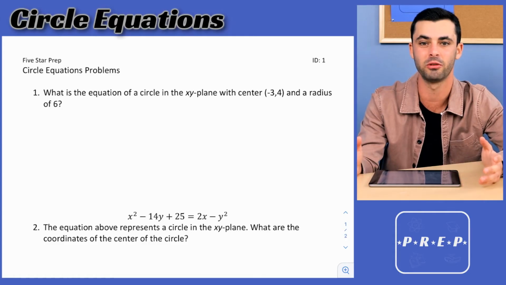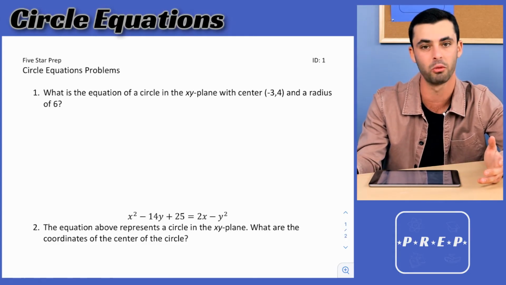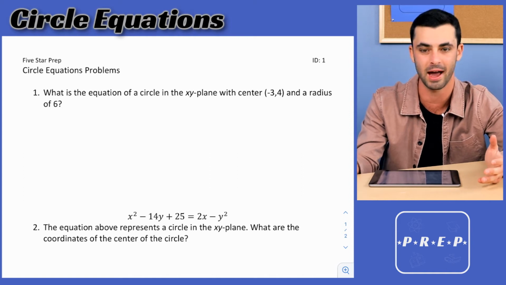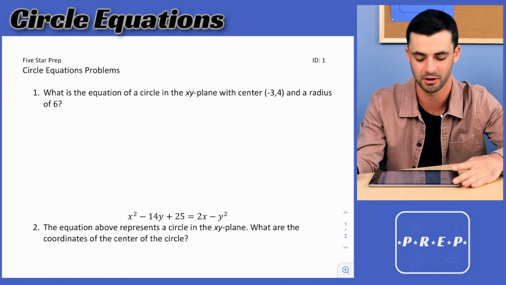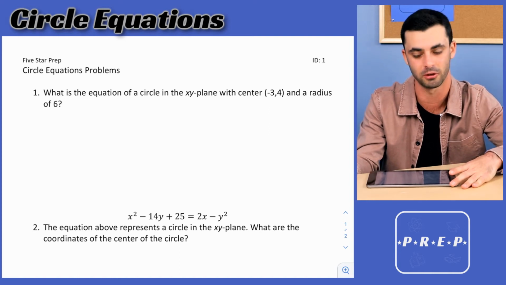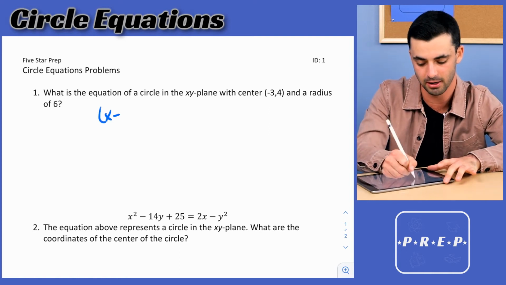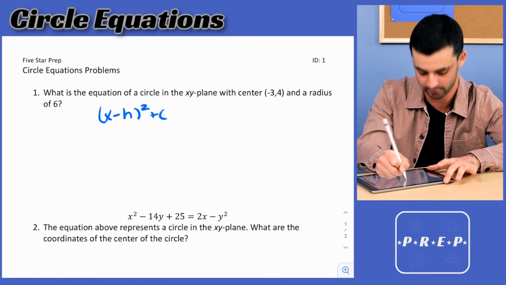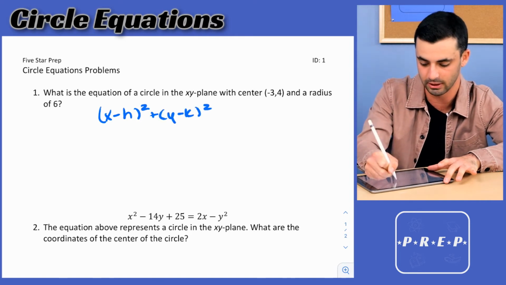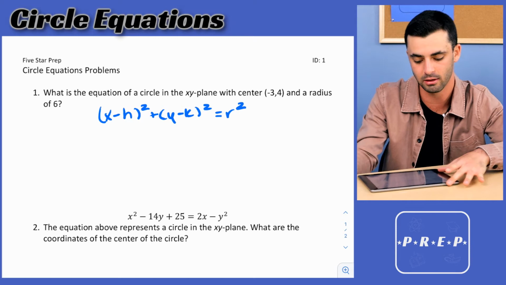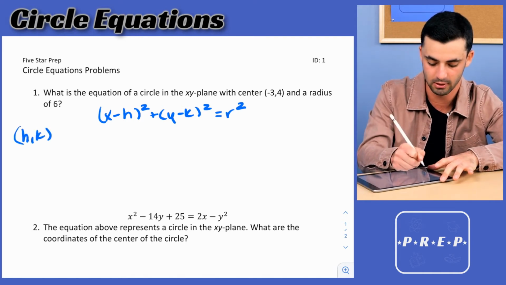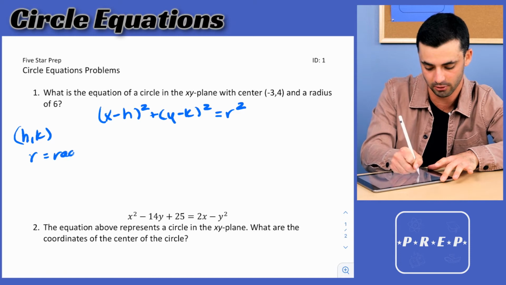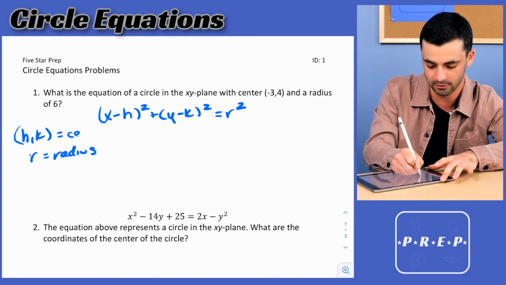Taking a look at our examples of circle equation problems, we have number 1 that says, what is the equation of a circle in the xy plane with center (-3, 4) and a radius of 6? Recalling the equation of a circle, that is just (x - h)² + (y - k)² = r². And remember that (h, k) is the center of your circle and r is the radius.